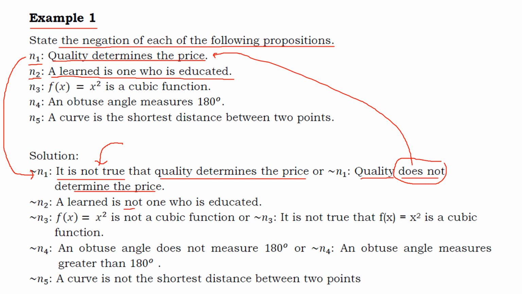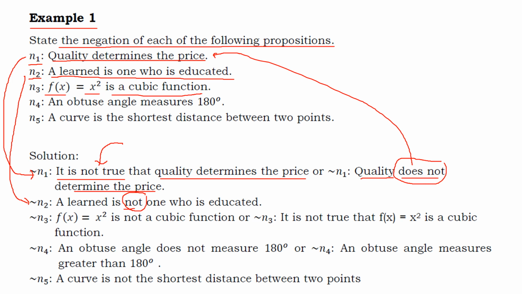As you can see here, we just simply use not to convert the original proposition of N sub 2 to its negation. Now, for your N sub 3 proposition, f of x is equal to x squared is a cubic function. Now, how can we convert this one?